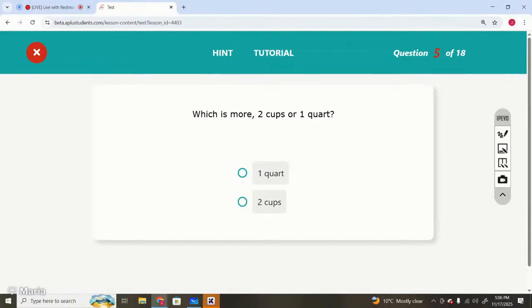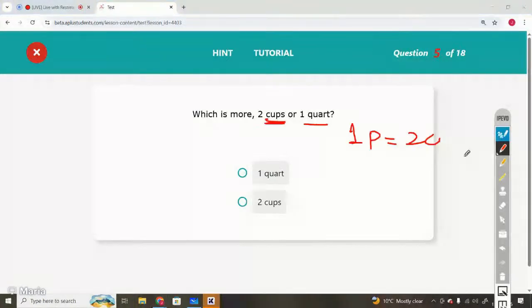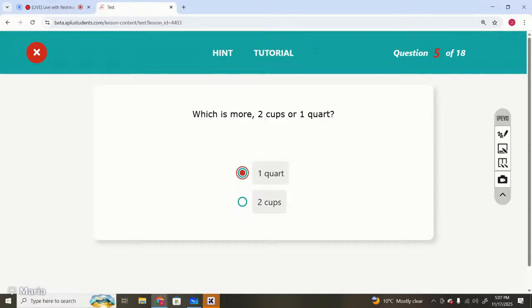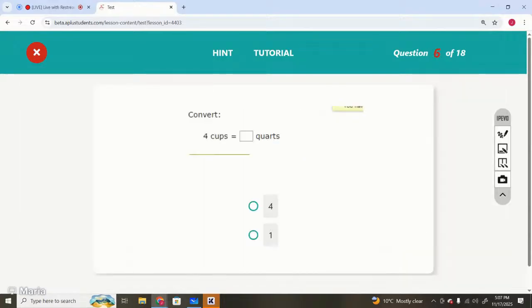Which is more, 2 cups or 1 quart? 1 quart equal how many cups? No, 1 quart equal 4 cups, right? So, which is more? Obviously, 1 quart is more because 1 quart equal 4 cups.